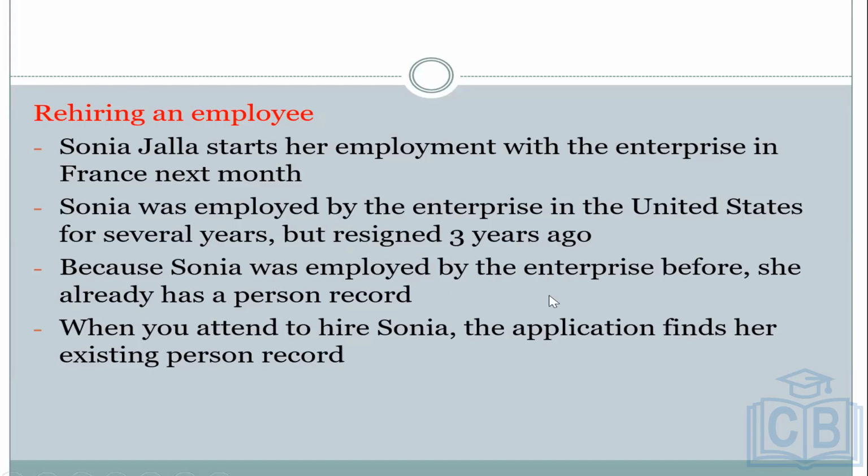Because Sonia was employed by the enterprise before, she already has a person's record. That means she was already there, she was an ex-employee. So when you intend to hire Sonia, the application finds the existing person's record. The person's record and employee number will be there, but she will be an ex-employee, not an employee.